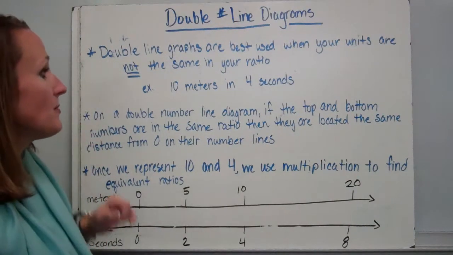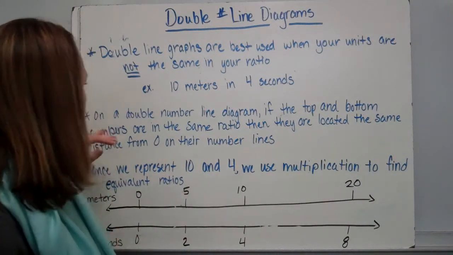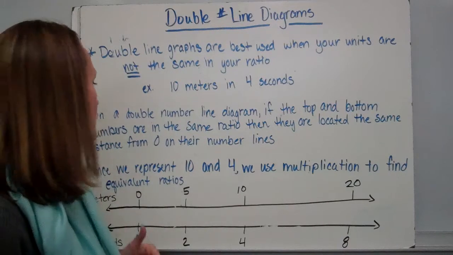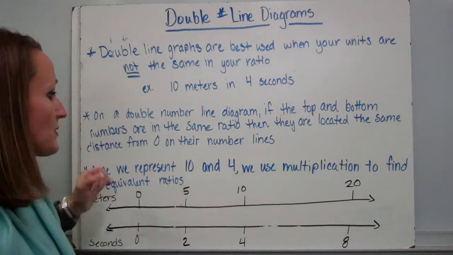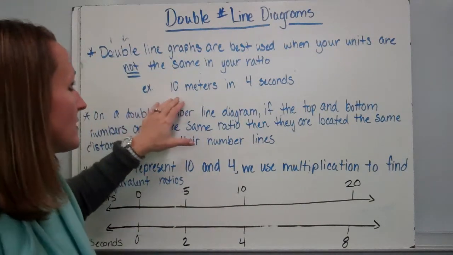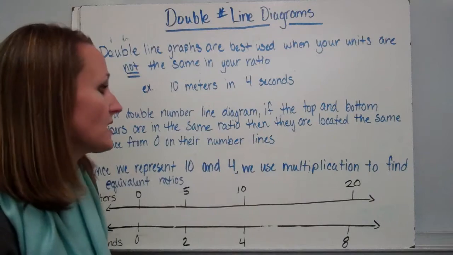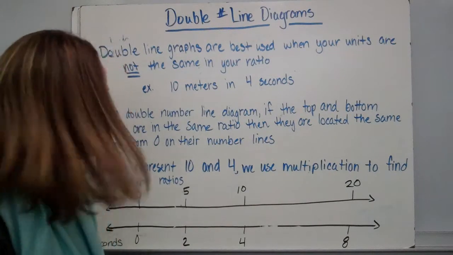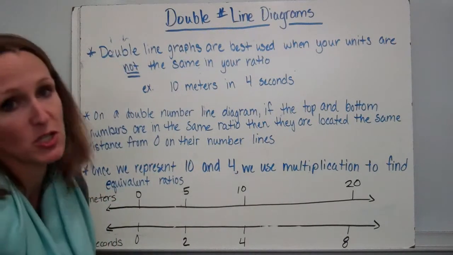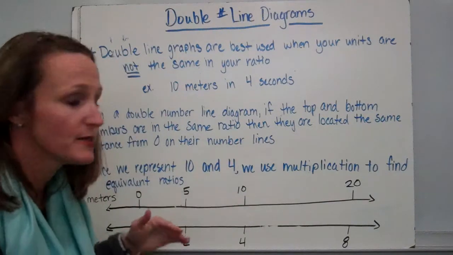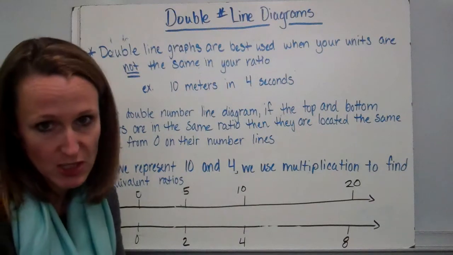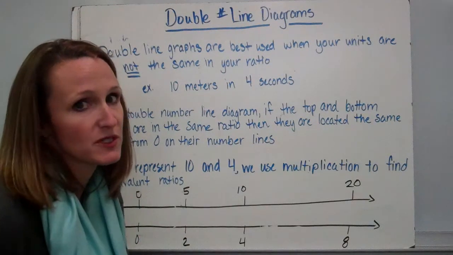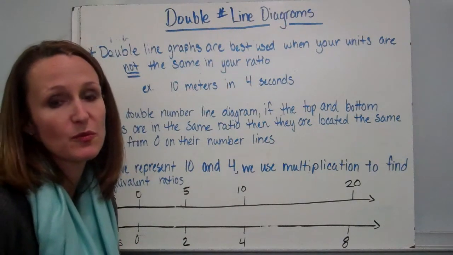So on a double number line diagram, if the top and bottom numbers are in the same ratio, then they are located the same distance from zero on their number lines. Once we represent our 10 and the 4, as in our example, 10 meters and 4 seconds, we'll use multiplication to find equivalent ratios. And remember, an equivalent ratio is like an equivalent fraction, where if we kept reducing it, it would go back to what we started with.